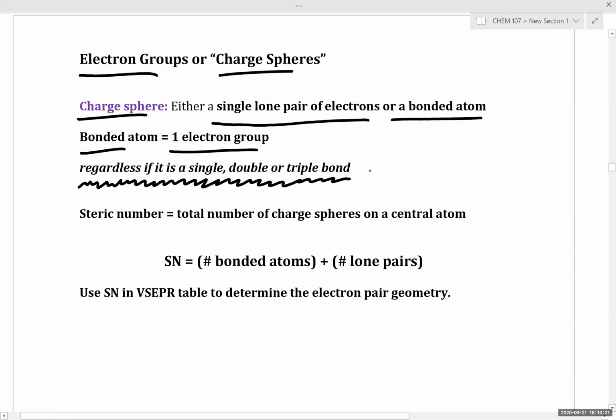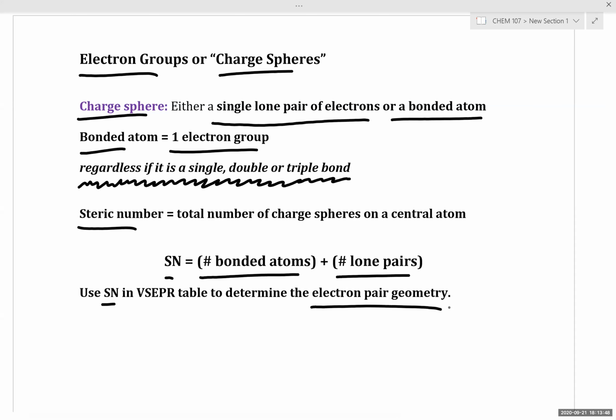A bonded atom is one electron group, regardless if it's a single, double, or triple bond. We can use the number of charge spheres to calculate what's known as the steric number, where the steric number is the number of bonded atoms plus lone pairs. And depending on the steric number, your molecule will have a different general shape. The steric number is used to determine what is called the electron pair geometry, which is a rough shape of our molecule. Does this make sense so far? Do these terms make sense so far? Any questions on any of these terms?